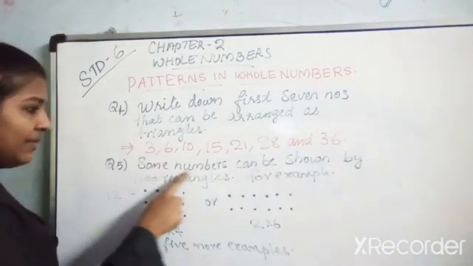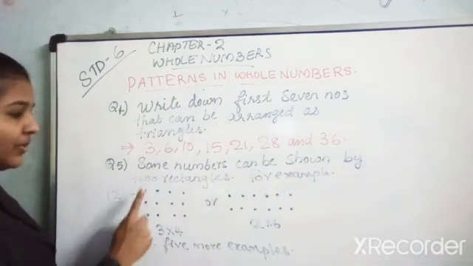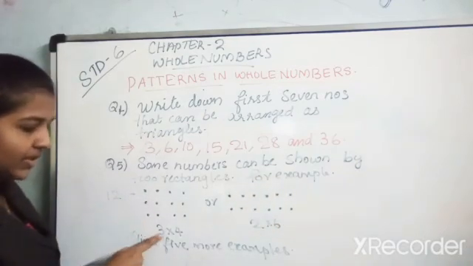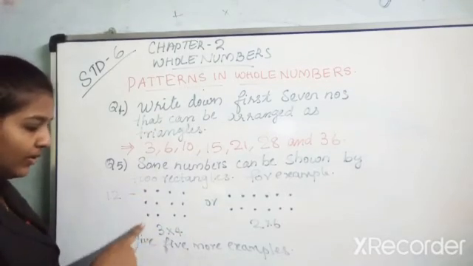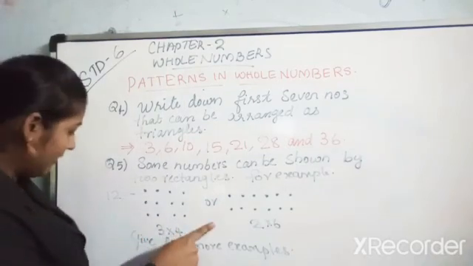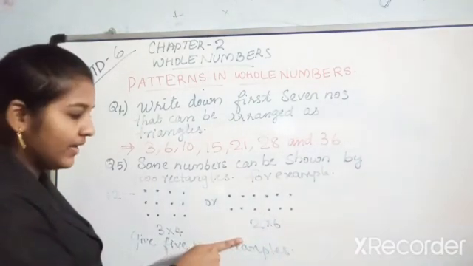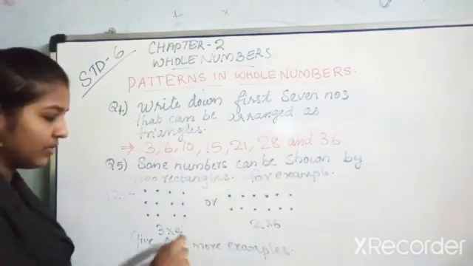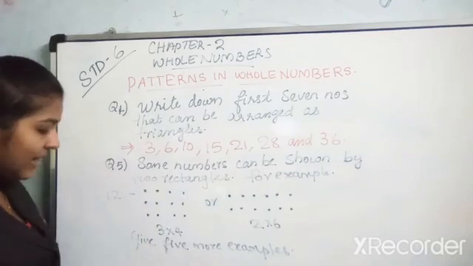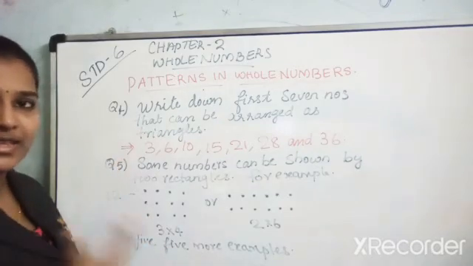Now the next type of question. Some numbers can be shown by 2 rectangles. For example, 12. We can show 12 like this: 3 into 4, that is 3 rows and 4 columns. And then 12 we can show as 2 rows and 6 columns. This way also you can show the number 12. That is 4 3s are 12, 6 2s are 12. So you have to write some more examples of this type, the numbers which we can arrange in two ways as a rectangle.